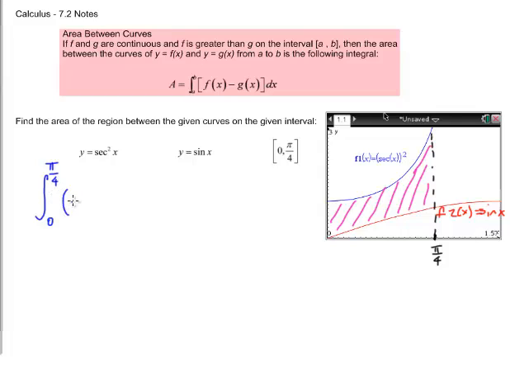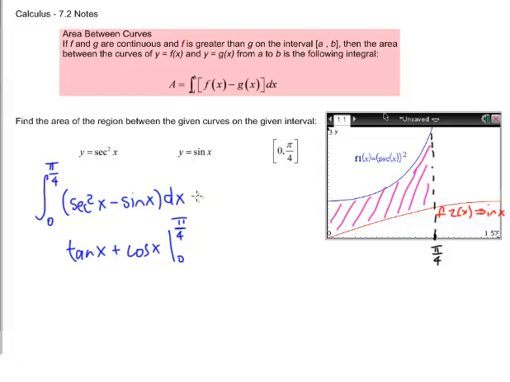And we're going to integrate secant squared x minus sine x dx. And this integrates pretty easily anyway. Secant squared just becomes tan x. Negative sine x becomes plus cosine x. And we're going to integrate it from 0 to pi over 4. Okay. And that's really all there is to it.